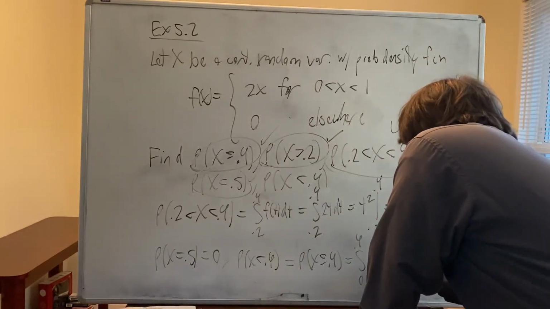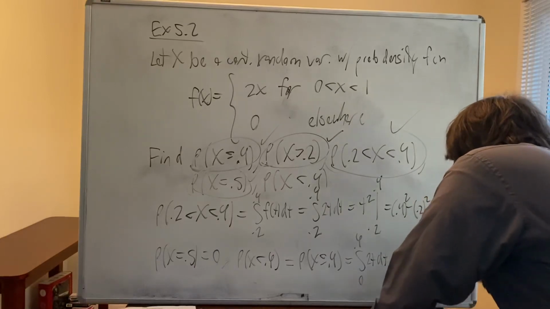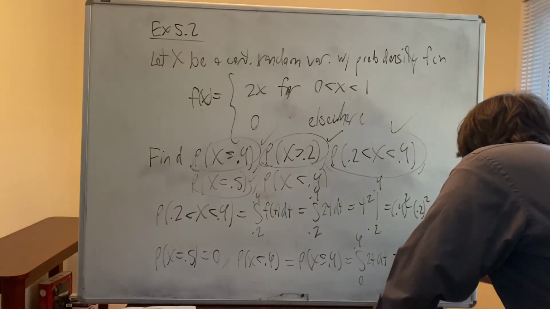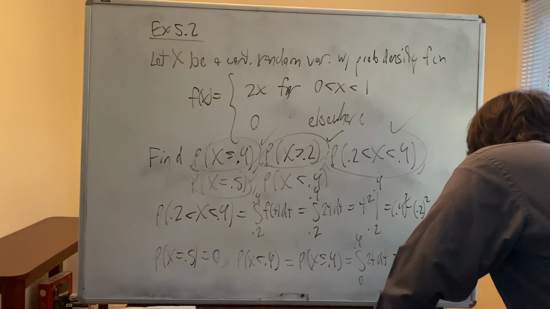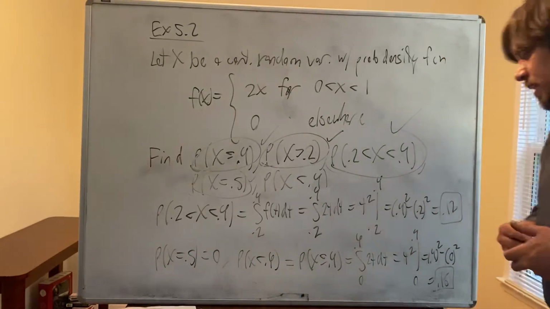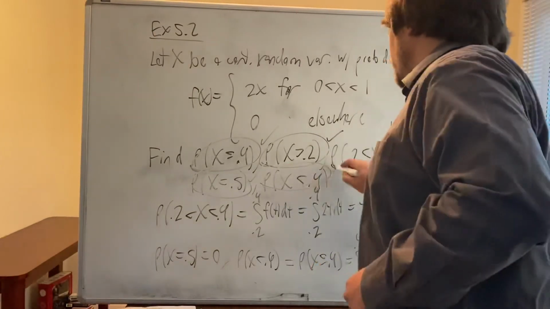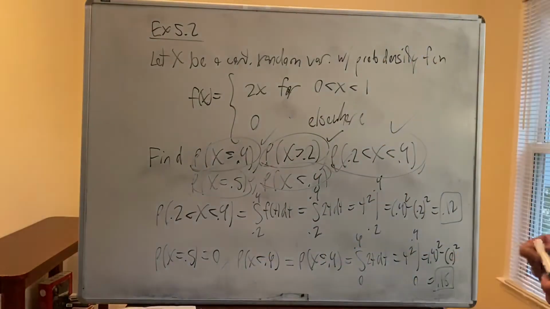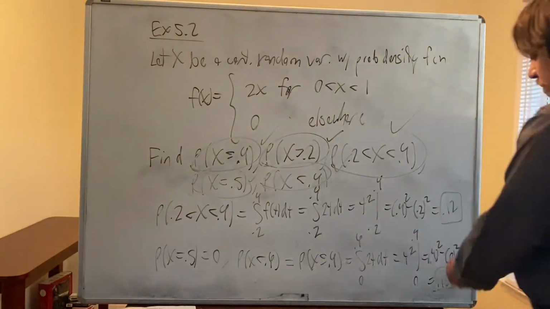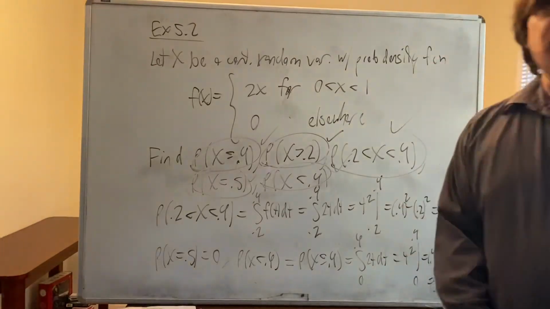And so this is 2t dt here. And so this is t squared evaluated from 0 to 0.4, and this is 0.4 squared minus 0 squared. That's 0.16. Okay, and so that's the solution to the probability x less than 0.4. We got that to be 0.16 already. Okay, and so we'll stop there, and the next video will continue.